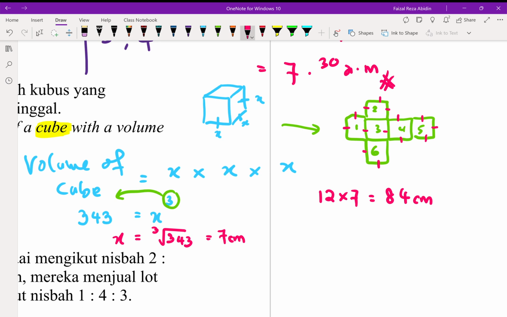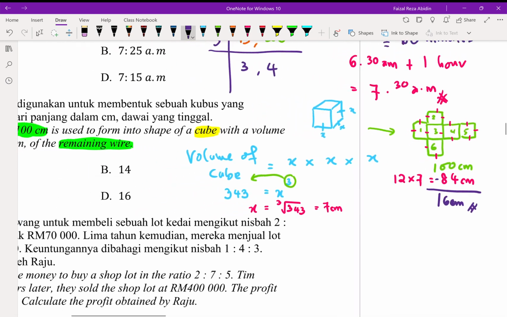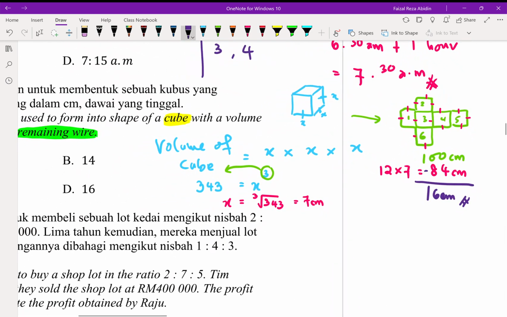Just now, the length of the wire you have is 100, isn't it? So, can I find the remaining now? You are going to minus. So 100 minus 84. 16 centimeter. The answer will be there. Can, class?